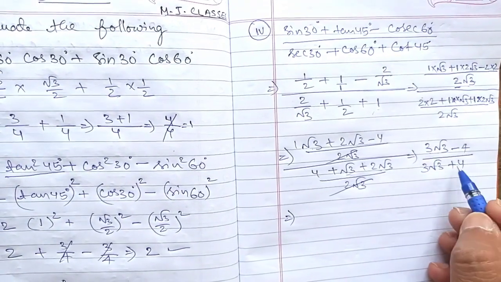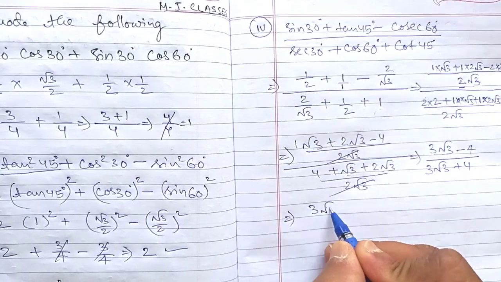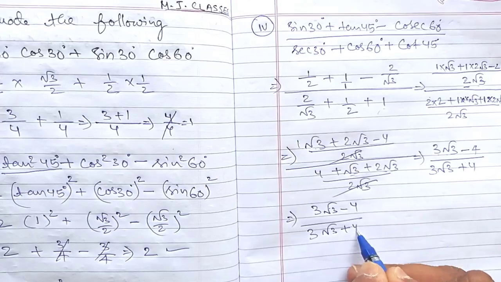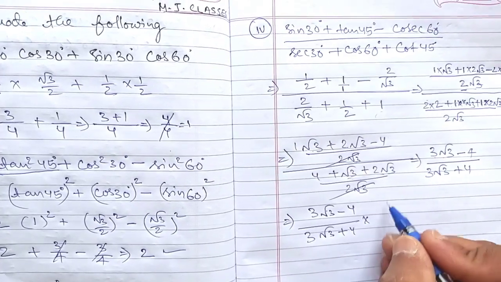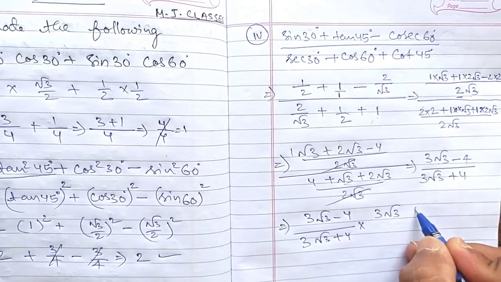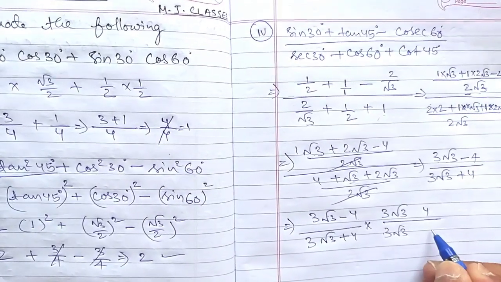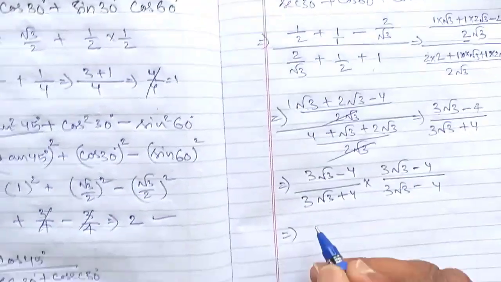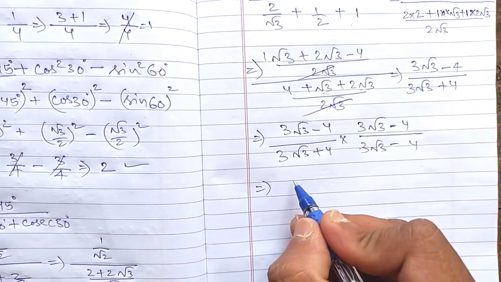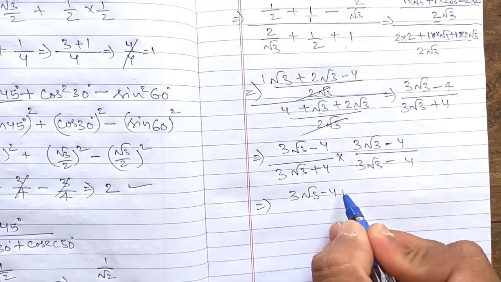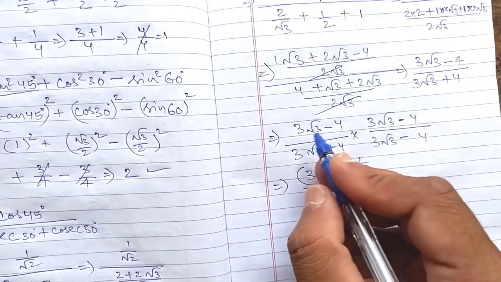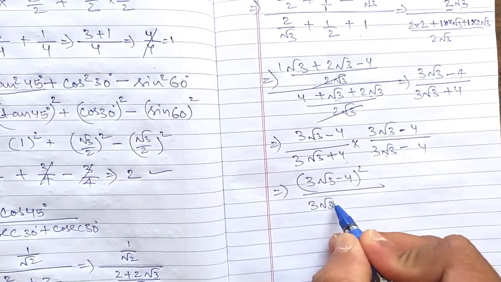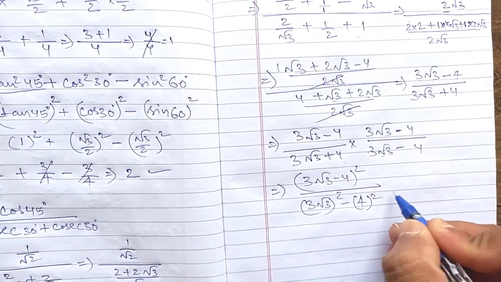Now you can rationalize it. 3 root 3 minus 4 by 3 root 3 plus 4, into same denominator we will multiply, 3 root 3 4. What is the sign? Plus. So we will multiply with minus sign. Okay. 3 root 3 minus 4 into 3 root 3 minus 4 is 3 root 3 minus 4 whole square, as we are multiplying both same terms. Here this is a plus b, a minus b. So we will get a square minus b square.